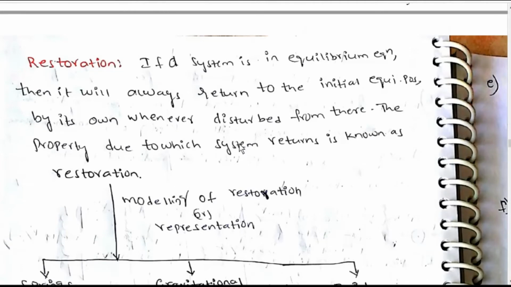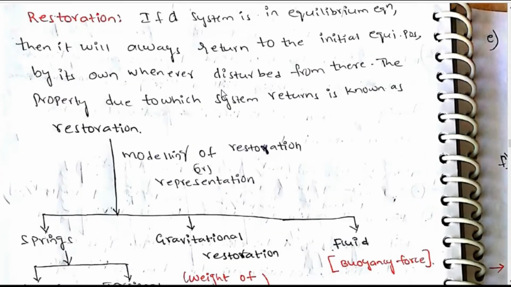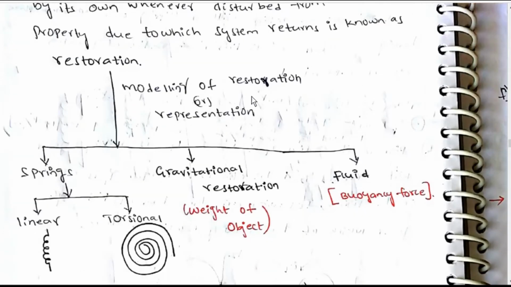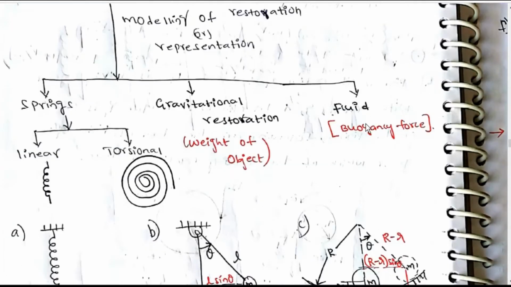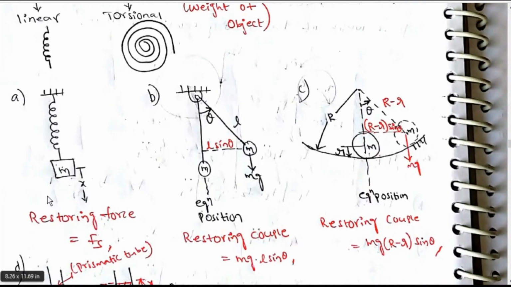Restoration. If a system is in equilibrium, then it will always return to the initial equilibrium position on its own whenever disturbed from there. The property due to which the system returns is known as restoration. Modeling or representation of restoration: springs, linear or torsional; gravitational restoration, weight of body; fluid buoyancy force. The restoring force acts as Fs.